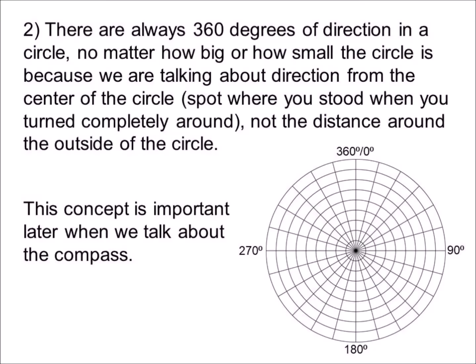Number two, there are always 360 degrees of direction in a circle, no matter how big or how small the circle is, because we are talking about direction from the center of the circle, not distance around the outside of the circle. This concept is important later when we talk about the compass, because compasses come in different sizes. There may be small compasses, there may be big compasses, but regardless of size, each compass describes 360 degrees of direction.